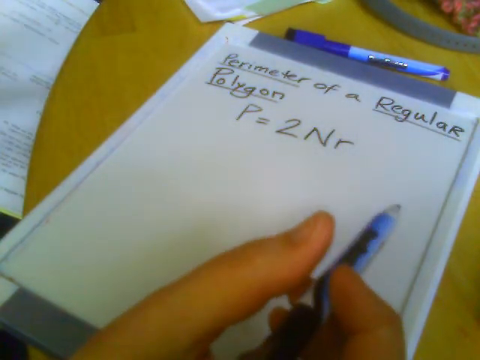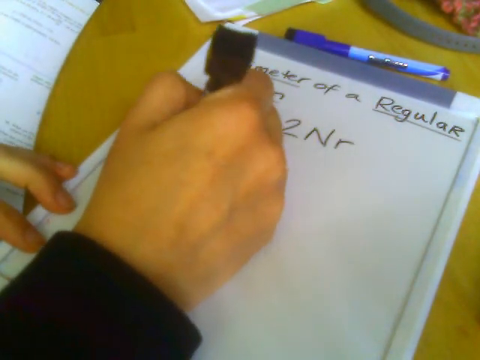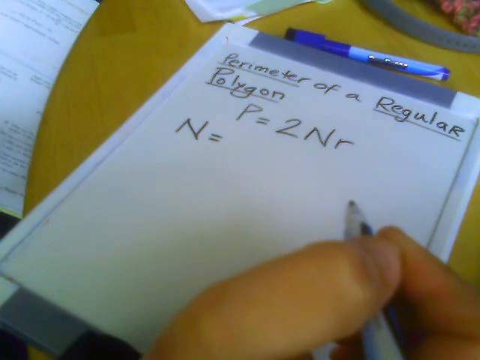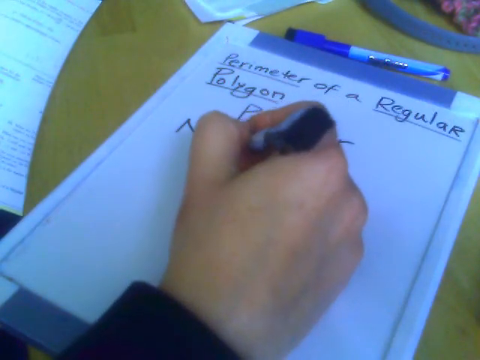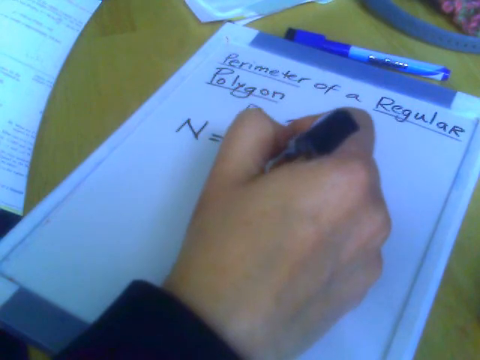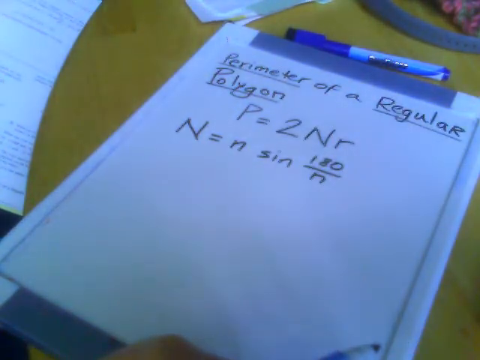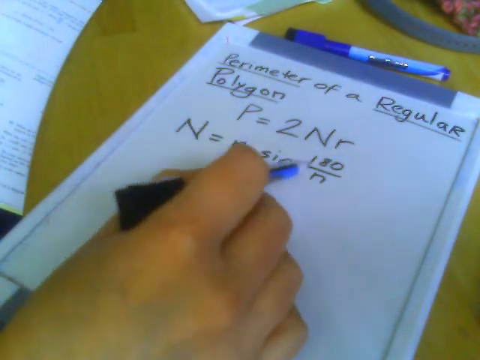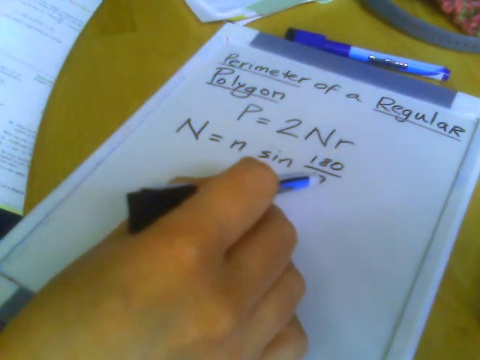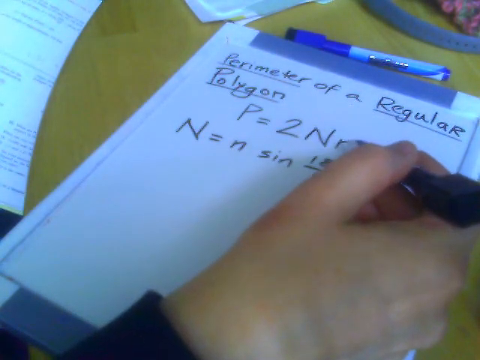What in the world is capital N? Well, he derives capital N using some of the trig formulas, and capital N is little n times the sine of 180 over little n. Little n is the same as it was a while ago. Little n is the number of sides. Little r is the radius.